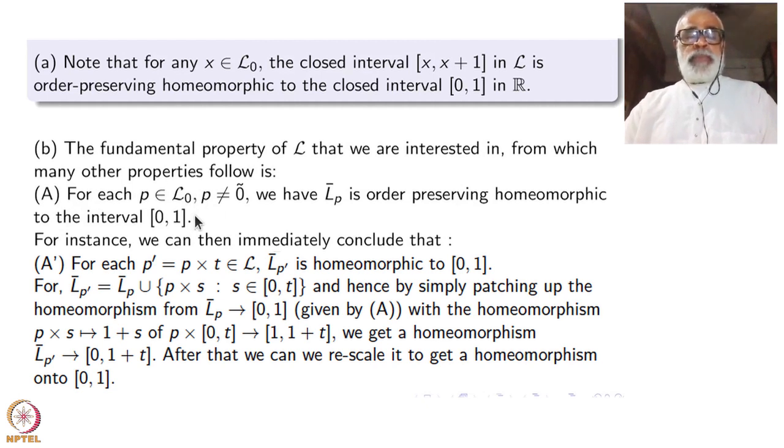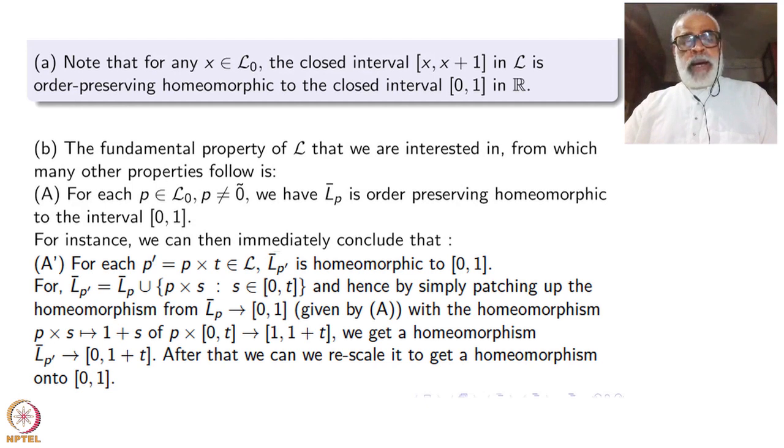Once you have this one, you can have this A prime. Sometimes I will use this A prime. So this can be immediately derived from A. Let us see how. We can conclude immediately that for each P prime, which is now P cross t, the t is now not zero, this LP prime bar is homeomorphic to, again, the closed interval [0, 1]. By the way, all that you have to see is that it is homeomorphic to some closed interval. All closed intervals are homeomorphic to each other. This we have seen several times.